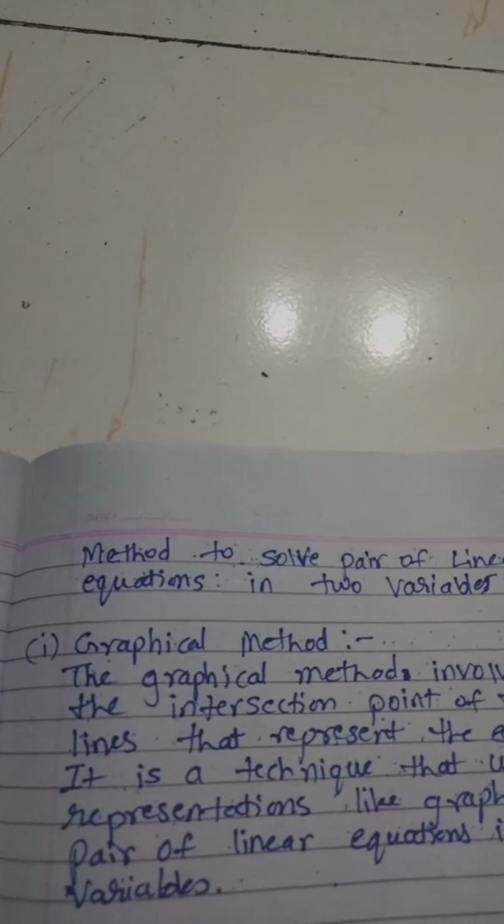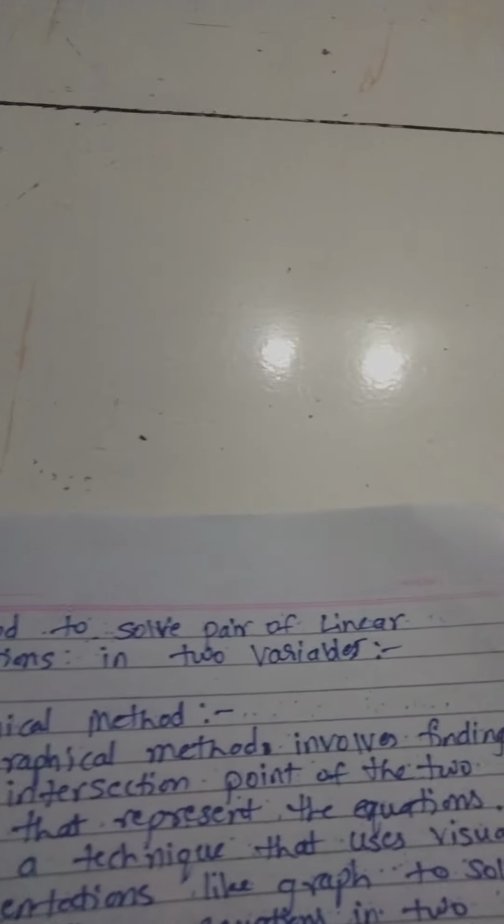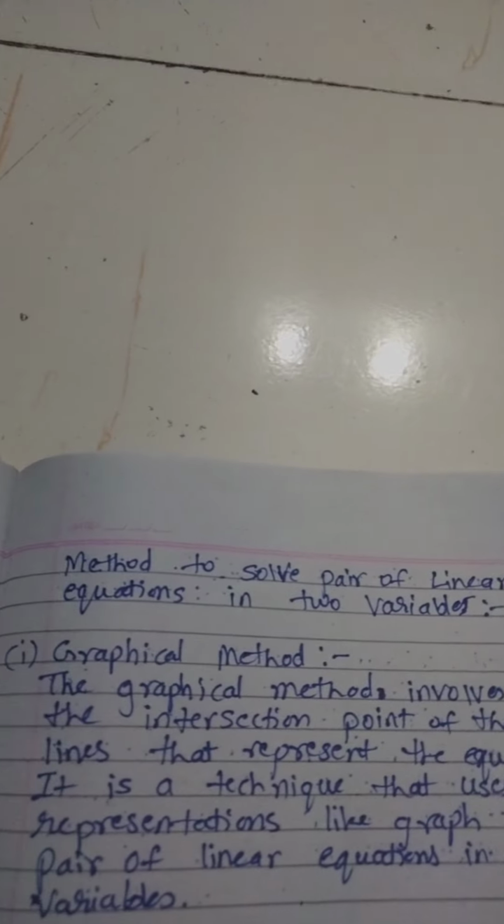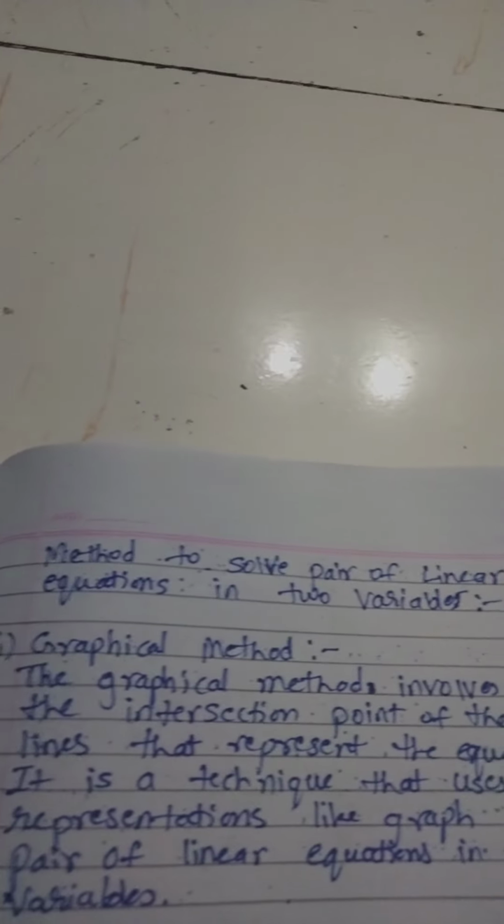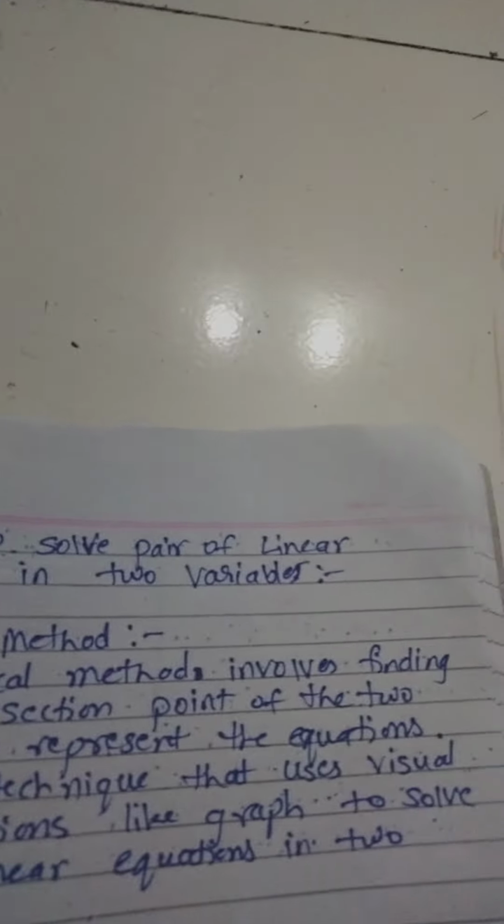Today we learn methods to solve a pair of linear equations in two variables. So the first method is the graphical method. The graphical method involves finding the intersection point of the two lines that represent the equations. It is a technique that uses visual representation like a graph to solve a pair of linear equations in two variables.